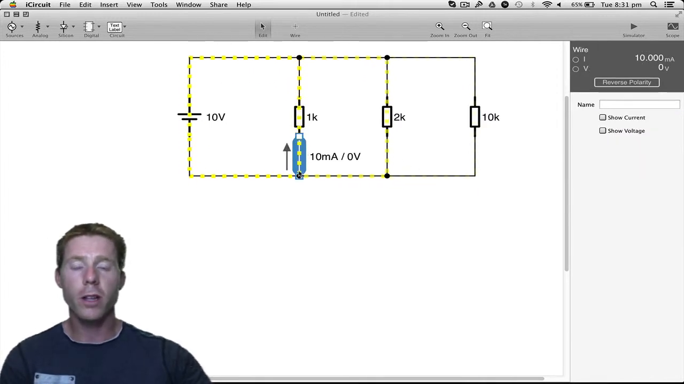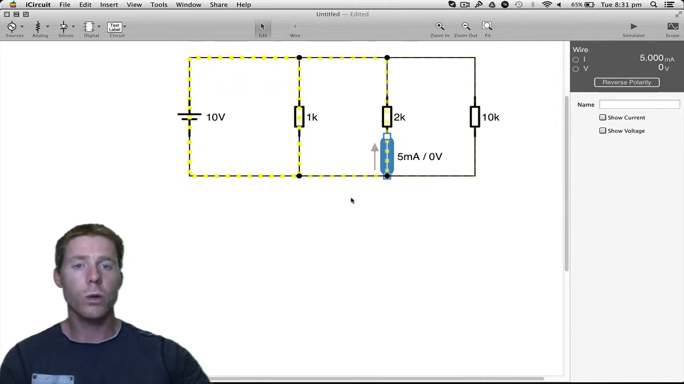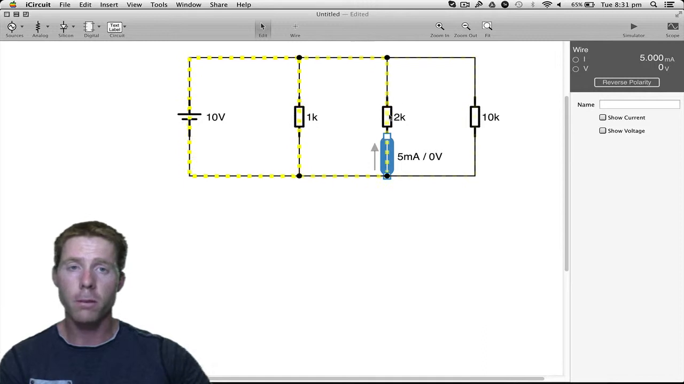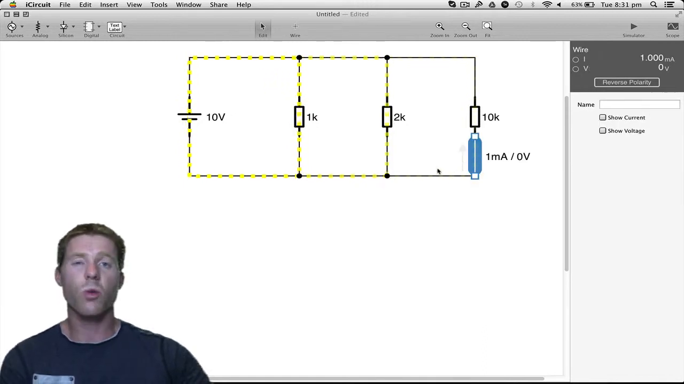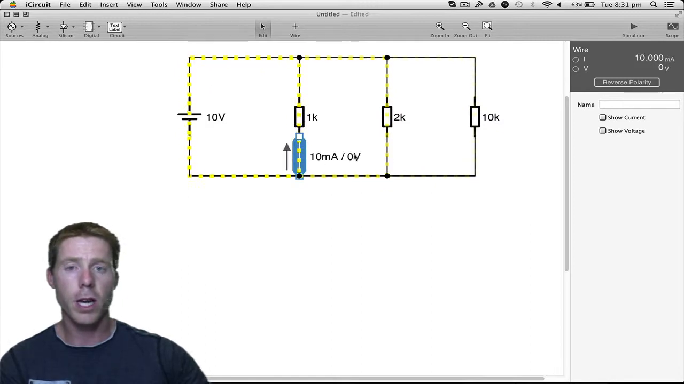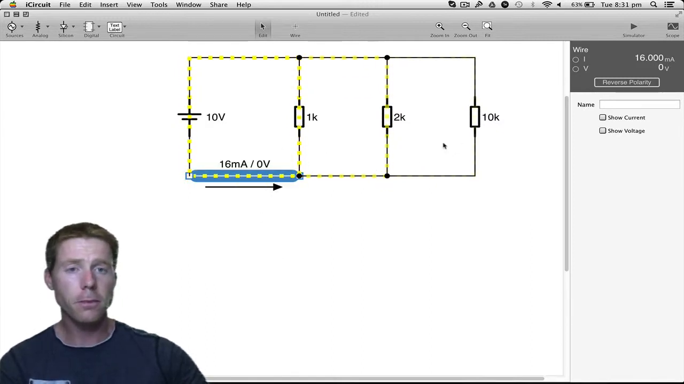However, we still get the 10 milliamps going through there. We still get the 5 milliamps going through there because it's 10 volts divided by 2K. And we now get an extra 1 milliamp going through here. So 10 plus 5 plus 1 is 16.